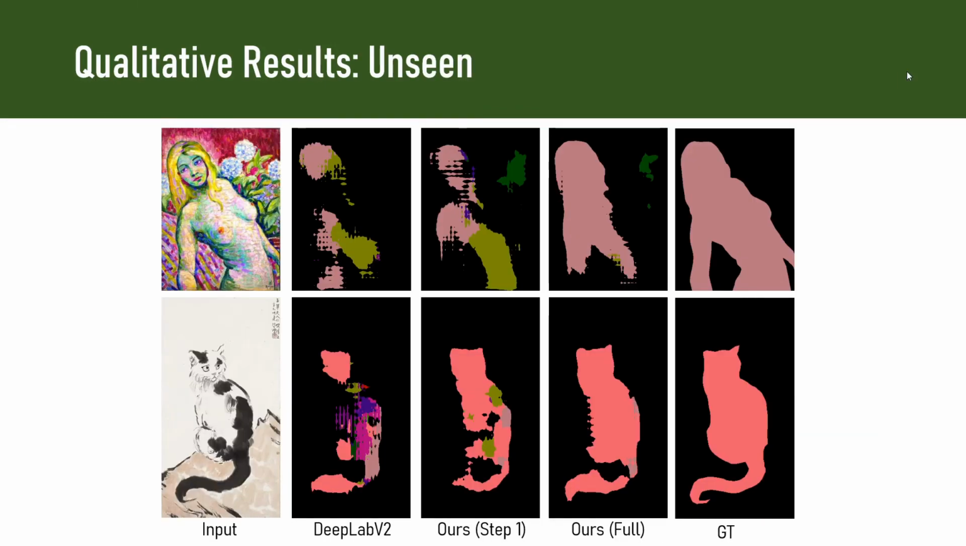This is another example of qualitative results, this time from the unseen test set. As we can see, although these art movements, Fauvism and ink and wash, haven't been seen during training, we still get the same quality of prediction as we saw before.